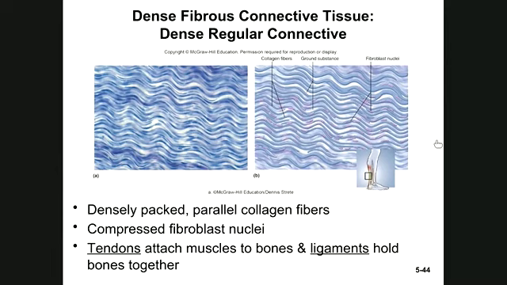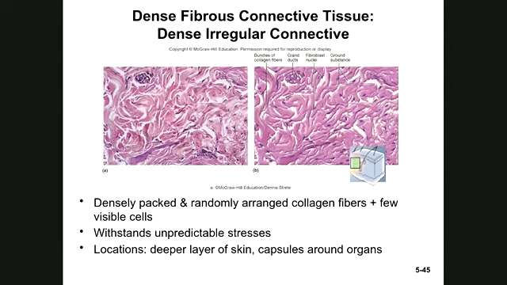And the other one is the dense irregular connective tissue. The dense irregular connective tissue contains bundles and lumps of collagen fibers that extend in different directions, with an extensive blood supply between the collagen fibers. This tissue can provide support and resistance to stretch in multiple directions.